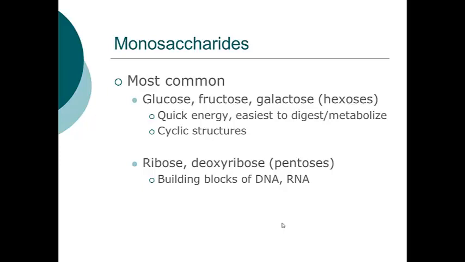They exist as cyclic structures. We're not going to go into why that is true, but if you take biochemistry, you'll learn why that structure becomes the primary route by which these molecules take their shape. Some other monosaccharides worth noting are ribose and deoxyribose. These are pentoses, meaning they have 5 carbons instead of 6. And those are important because they are the building blocks of RNA and DNA.